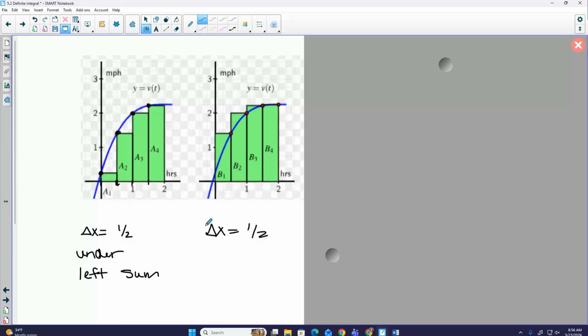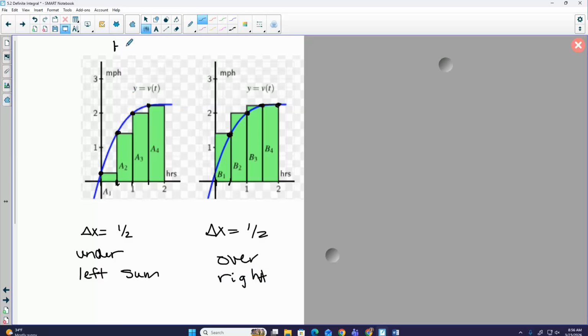Is this one an over or an under estimate? Over, because we see the rectangles are higher than the curve. If I were asking a left or right sum, so look, starting at 0, ending at 1/2, I used the height at 1/2. This one I used the height at 1, the 1.5, and the 2. So was this left or right? Right.